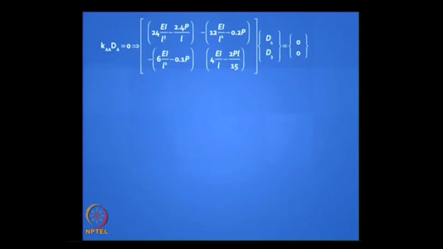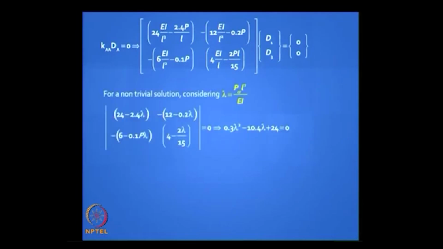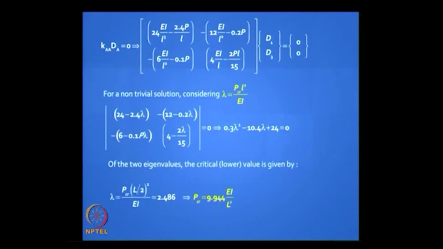Okay, you have only D1 and D3, you got rid of D4 and you got rid of D2. Now you take the determinant of this, take its eigenvalue, the lower value, you get 9.944. What's the exact answer? Pi squared EI, that's 9.869. Okay, so some error there.